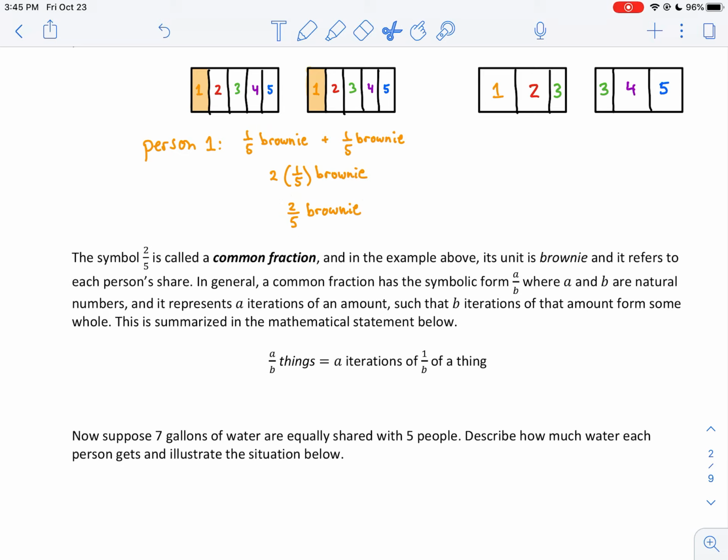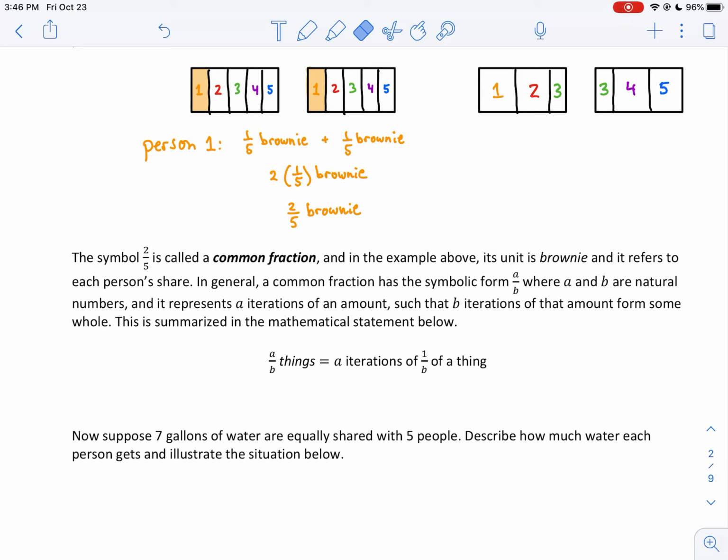In general, a common fraction has the symbolic form a over b. So I'm reading this sentence now. So we have this a over b, where a and b are natural numbers. Now remember, the natural numbers are 1, 2, 3, etc., the counting numbers. They don't include 0. So we're not letting a or b be 0 right now. We're just talking about fractions where a and b are not 0. They're only 1, 2, 3, 4, etc. That's called a common fraction.